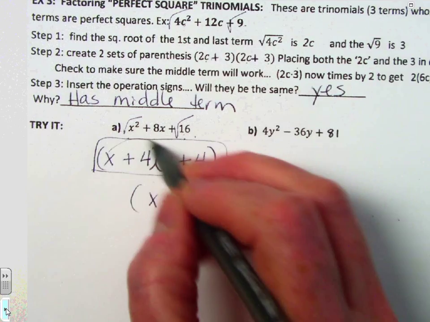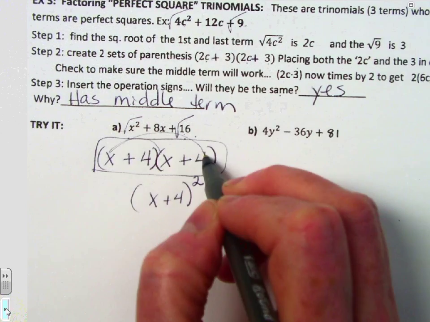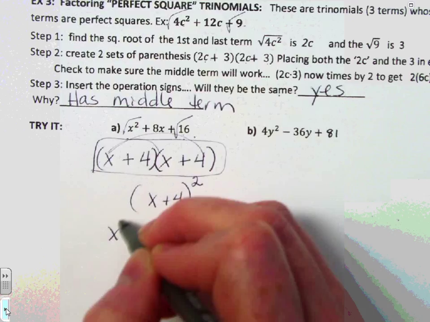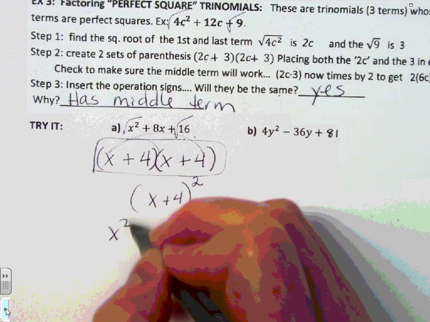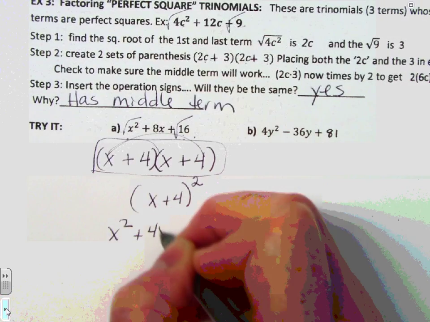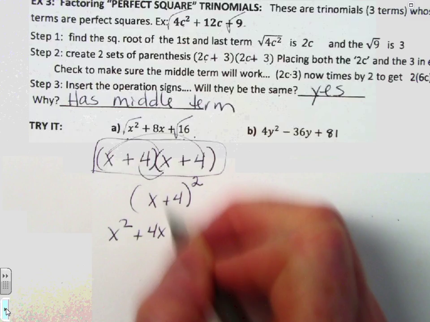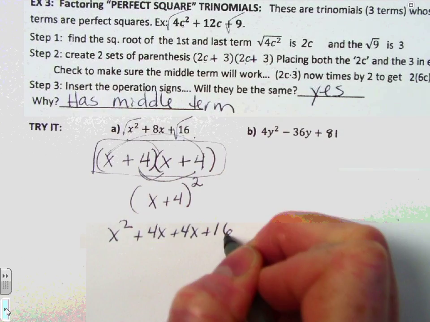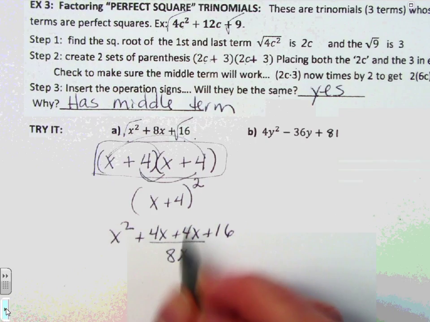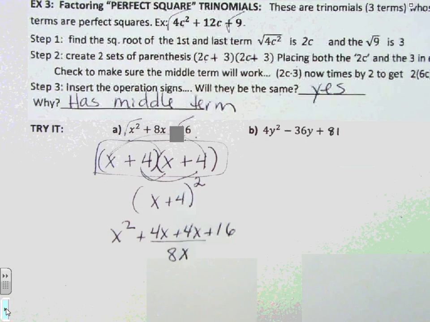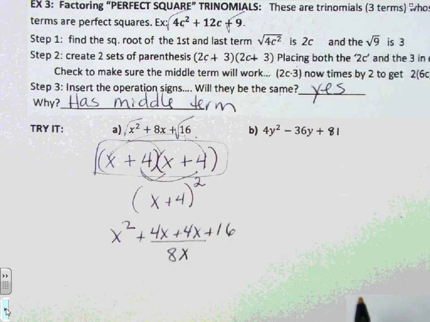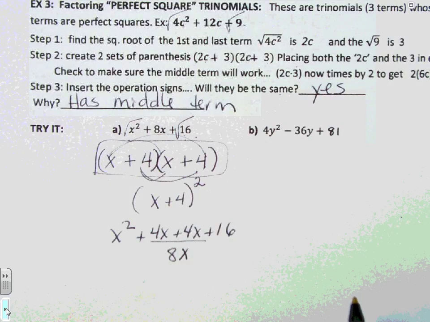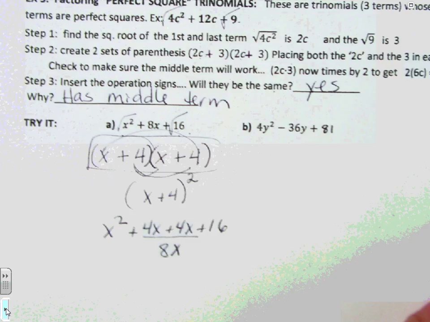And if we FOIL this, we will get the 8 back. X times x is x squared. X times 4 is 4x. 4 times x is 4x. And 4 times 4 is 16. 4x plus 4x creates the 8x from the original problem. You don't do anything to it, but you could check it if you want to, if you don't trust yourself. Okay? How about try it B?